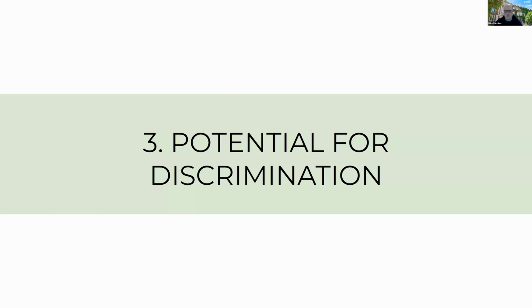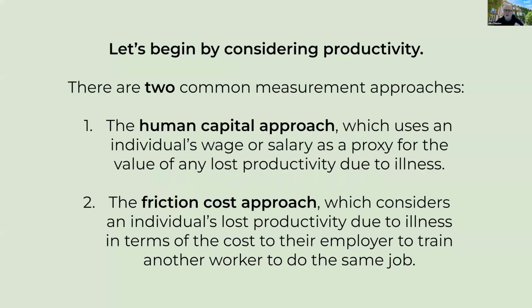And that brings us on to the potential for discrimination under a societal perspective. And let's start by considering productivity, because it is perhaps the most controversial aspect of a societal perspective when it comes to issues of discrimination. There are two common measurement approaches for productivity. So the first is the human capital approach, which uses an individual's wage or salary as a proxy for the value of any lost productivity due to illness.